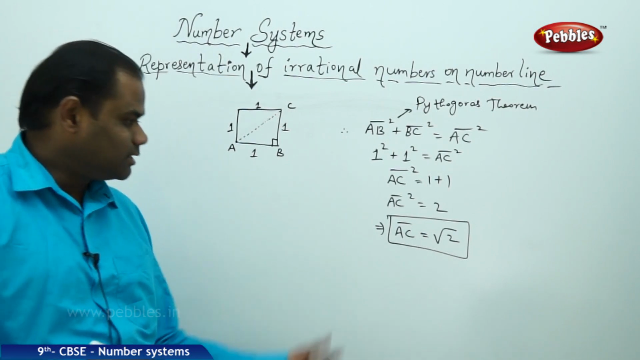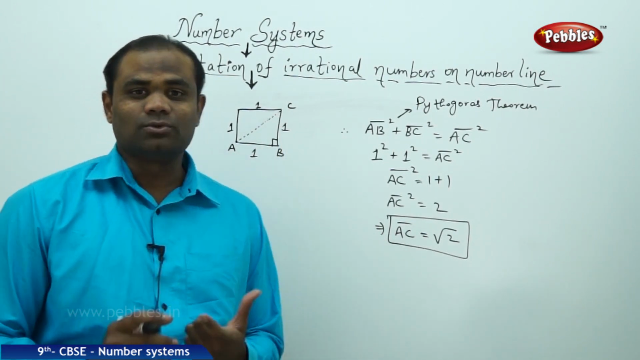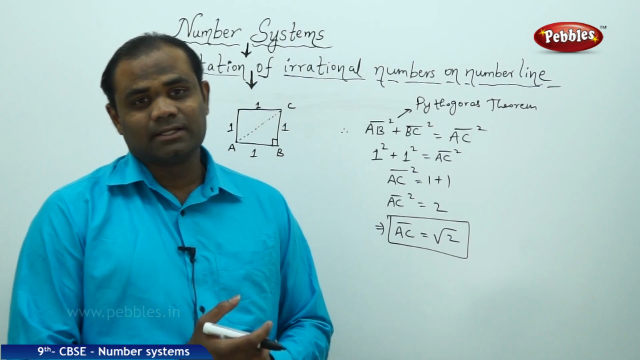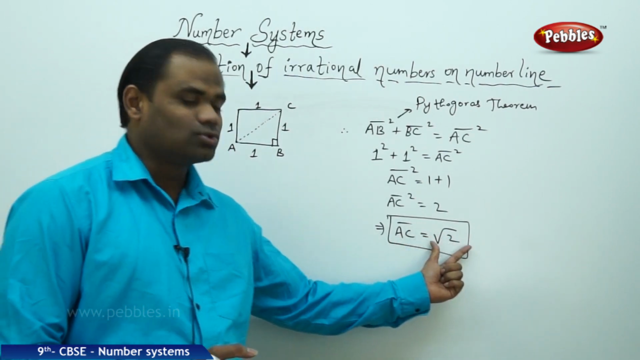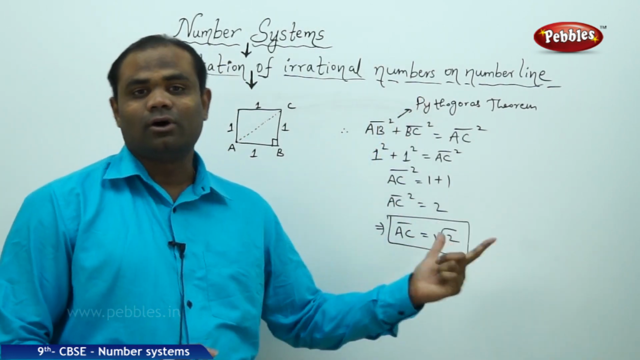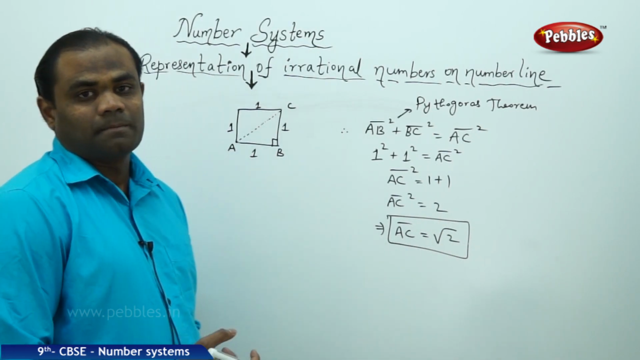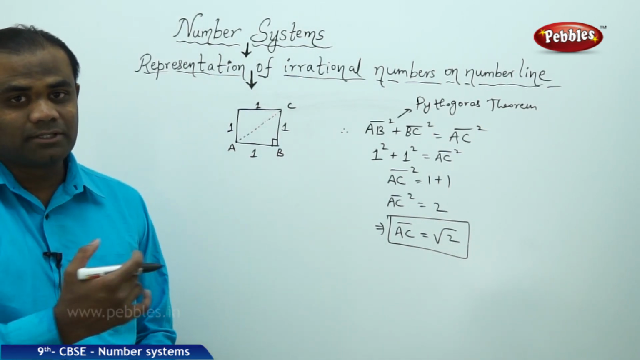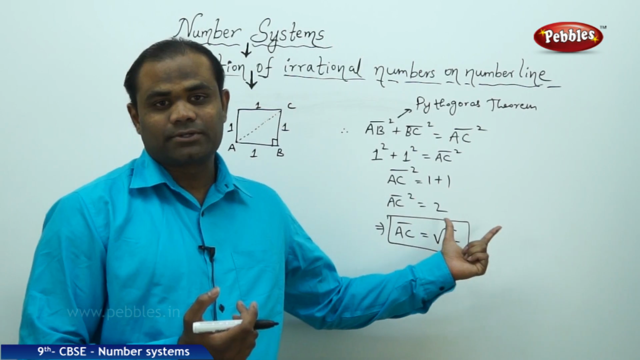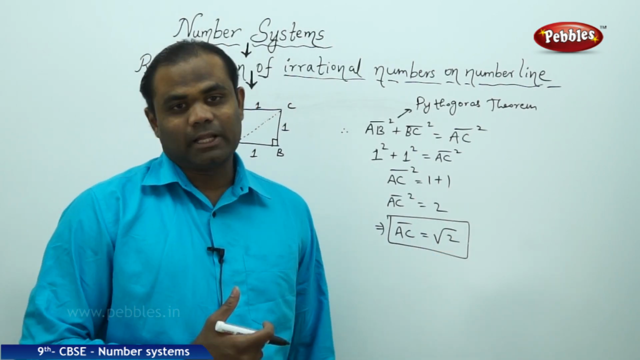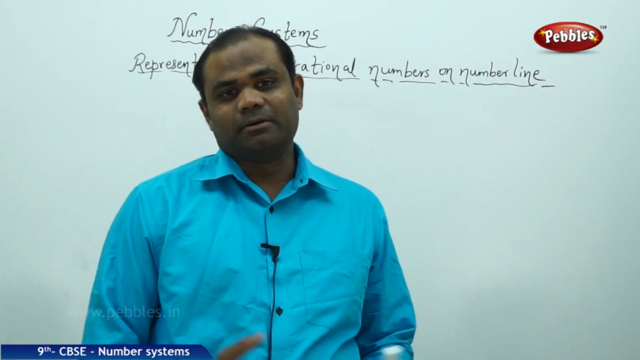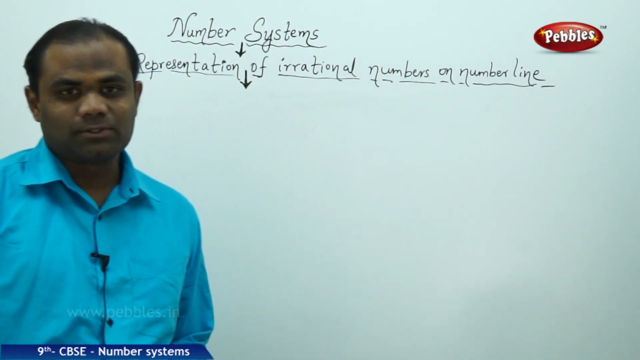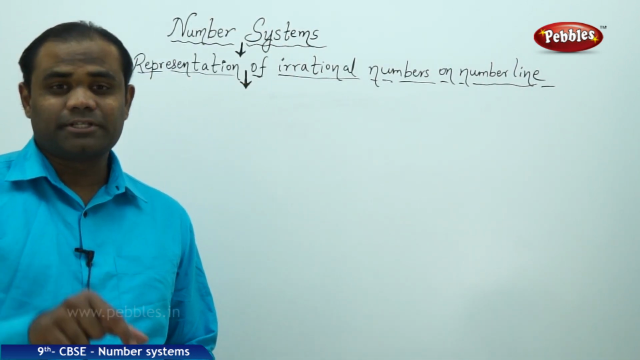So this dimension of the diagonal being root 2 is what we utilize in representation of root 2, which is an irrational number, on the number line. So let's see how we can take this further into geometrically constructing root 2 on the number line. Let me take the number line before we construct root 2, or the representation of root 2, on the number line.